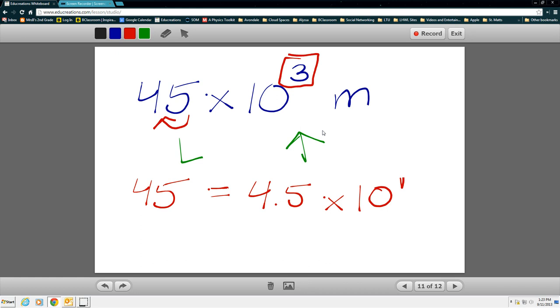So if you want the simple rule and you think that's much easier to remember, by all means, write it down. When you move the decimal left, the exponent goes up in value. When you move the decimal right, the exponent goes down in value. That's a great rule to remember. All right, that's a great rule to remember. Any questions about this? Any questions at all? Okay.